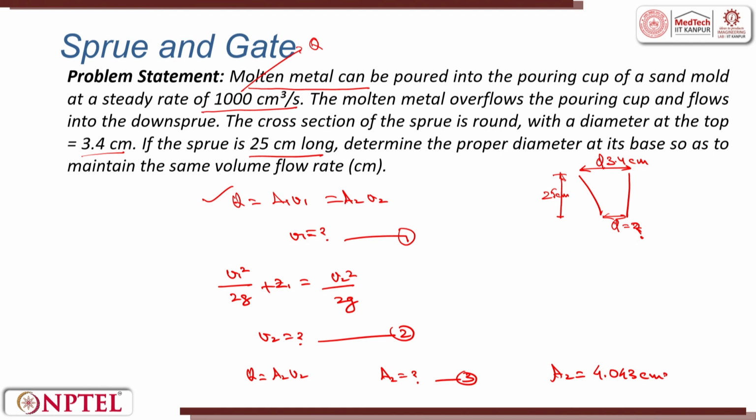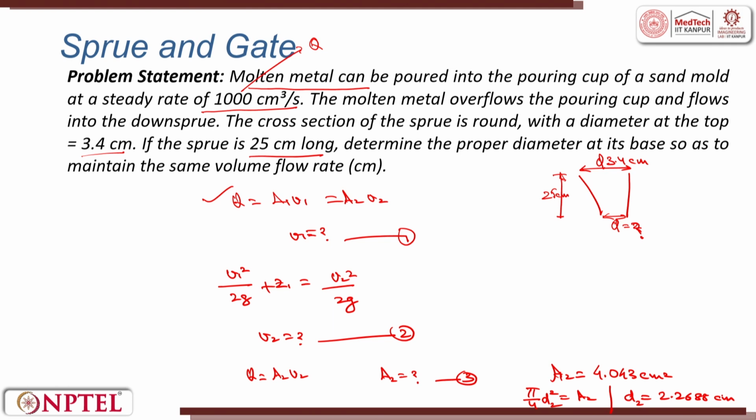4.043 centimeter square. Because this is area and it is circular sprue, we can definitely find the value of d. Pi by 4 d square is equal to A2, which gives me d, that is the diameter at the base. I will call it as d2. This is 2.2688 centimeters. You can calculate this and compare your answer with the complete solution provided in the lecture notes.